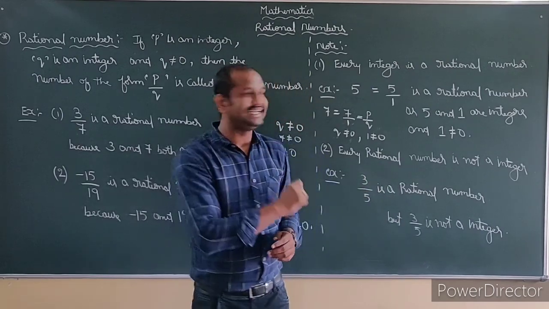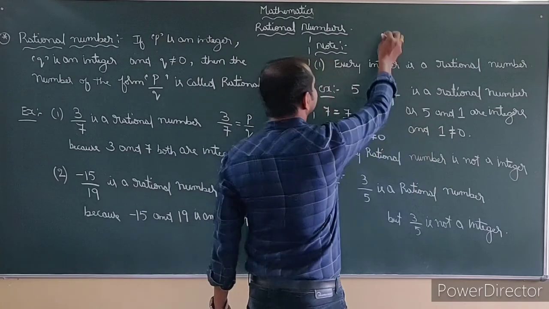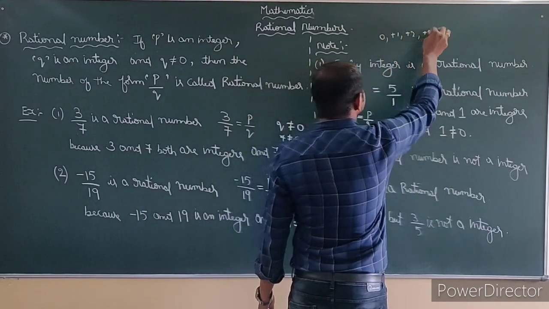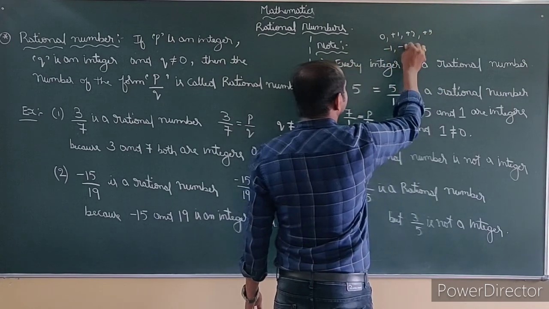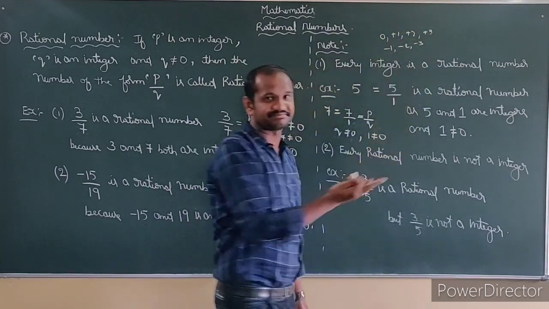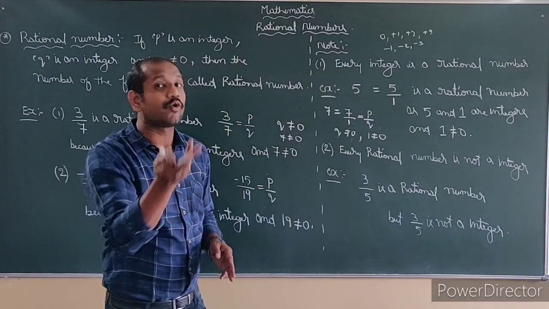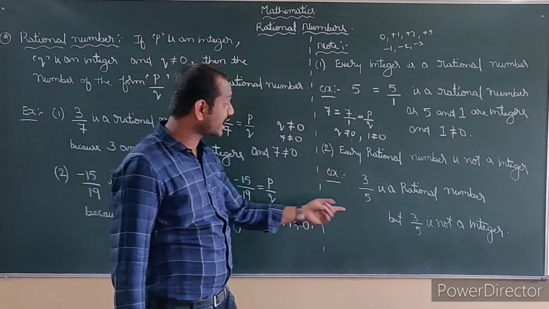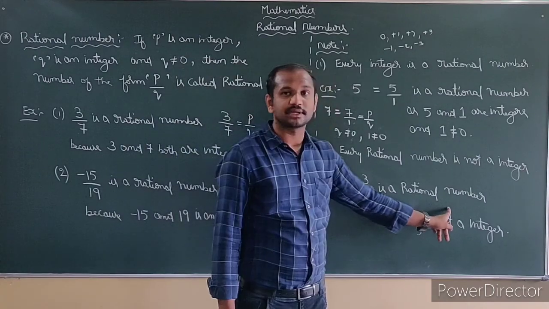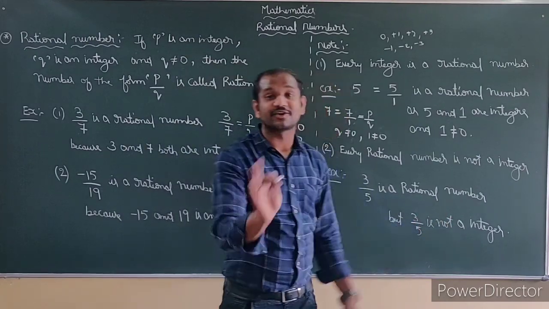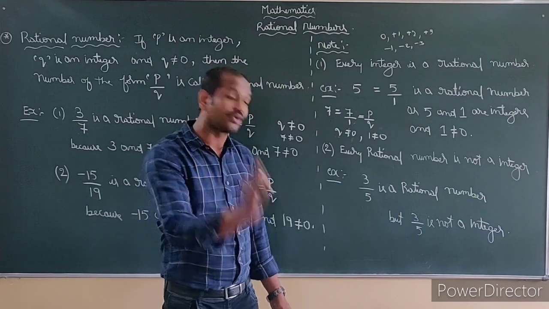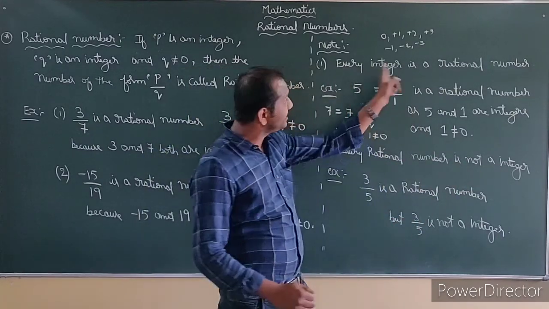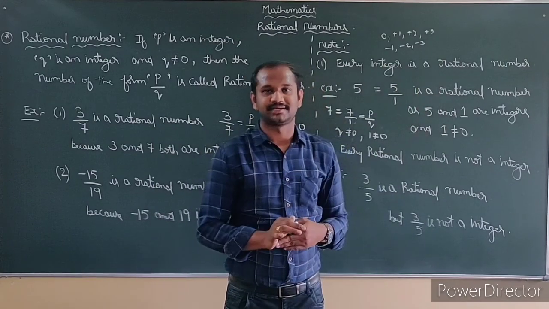No. Integers are always whole numbers, like 0, plus 1, plus 2, plus 3, or minus 1, minus 2, minus 3. Like this. Integers are in the form of whole numbers. There is no fraction type. But here I have 3 by 5, which is a rational number, but the same 3 by 5 is not an integer. Understand? So we tell that every rational number is not an integer, but every integer is a rational number.